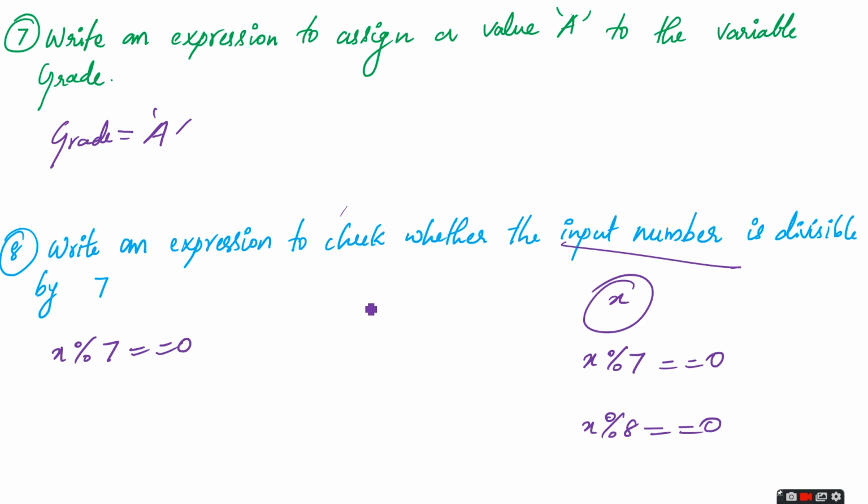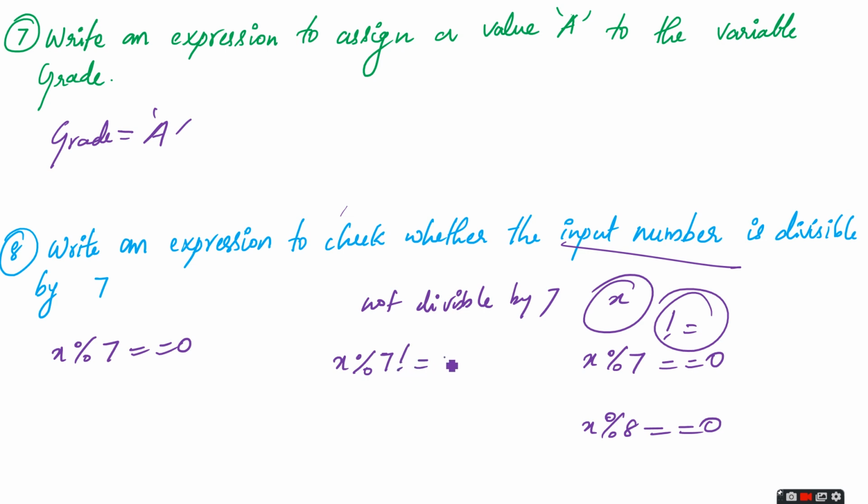Next, I want to check whether the number is not divisible by 7. Not divisible by 7 means when a number is divided by 7, the remainder should not be equal to 0. It should not be equal to 0 means we have a symbol in relational operator that is not equal to. So the answer will be like this: when a number is divided by 7, the remainder should not be equal to 0. So we'll get, or we can check whether the number is not divisible by 7.